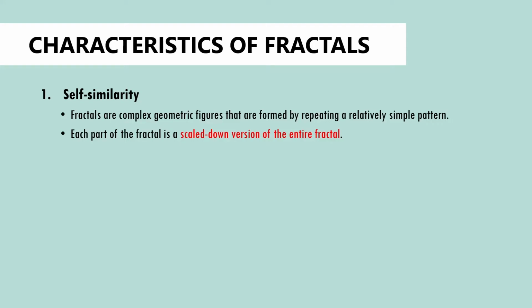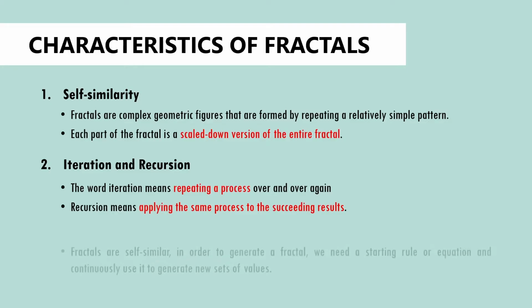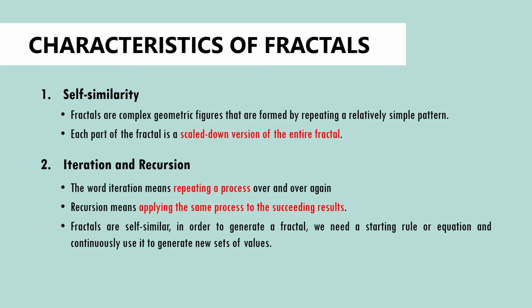Another distinct characteristic of fractals is iteration and recursion. The word iteration means repeating the same process over and over again, while recursion means applying the same process to the succeeding results. Fractals get their characteristic of self-similarity by following and repeatedly applying a rule or equation to generate new sets of values. With our new results, we apply the same rule or equation and continue doing the same process each time we get new values.